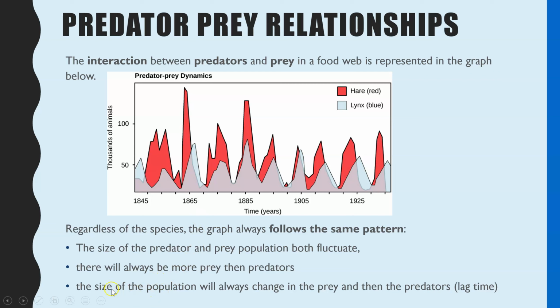The last pattern is the size of the population will always change in the prey first, and then there's this lag time before the predator population changes. And that's what we can see quite clearly in 1845. We have this increase in the prey population, and then it's not until a year or so later that you start to see the increase in the predator population. Then the prey population decreases first, and then the predator population decreases. So you get this lag time as well.